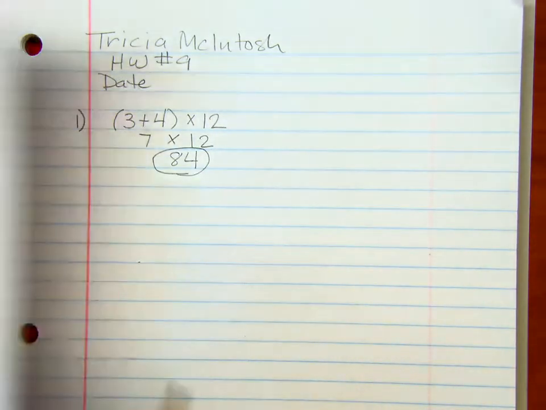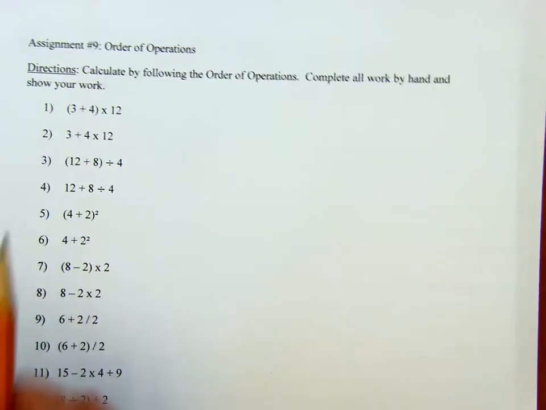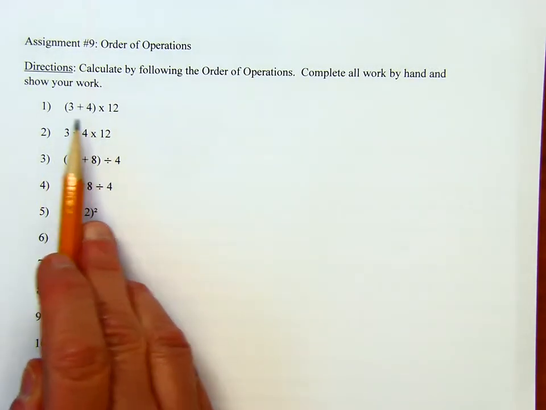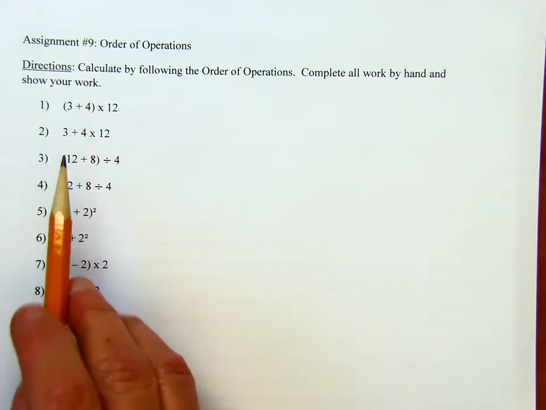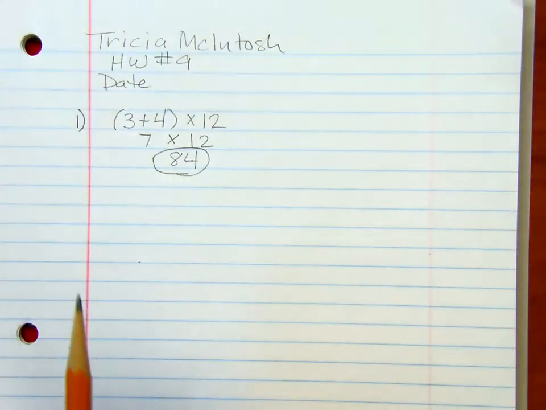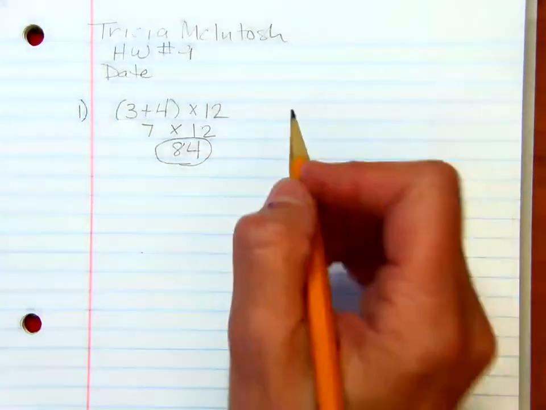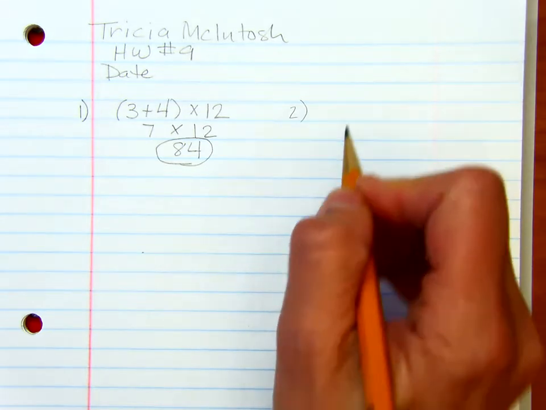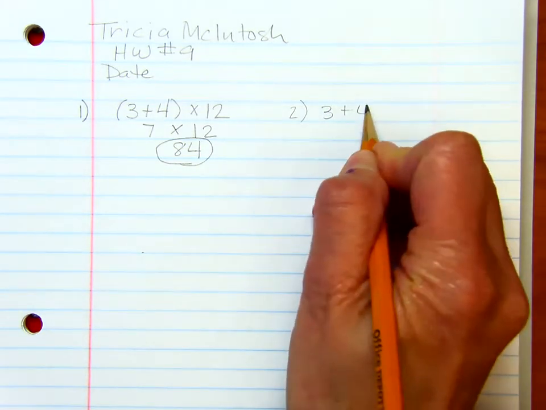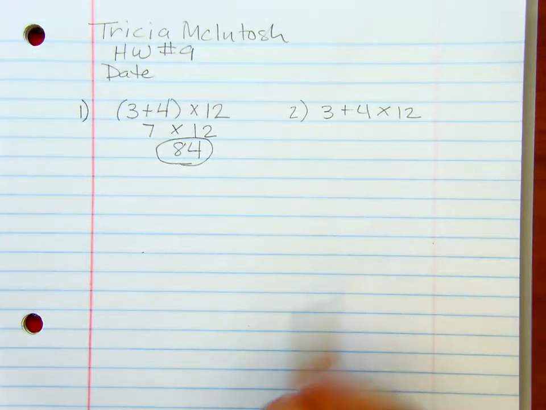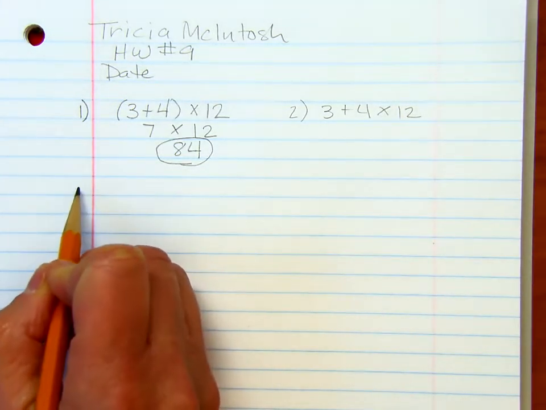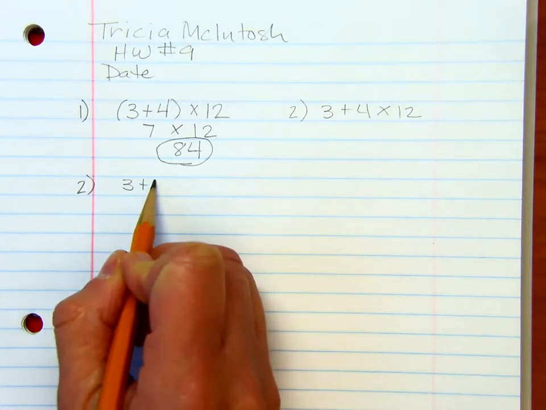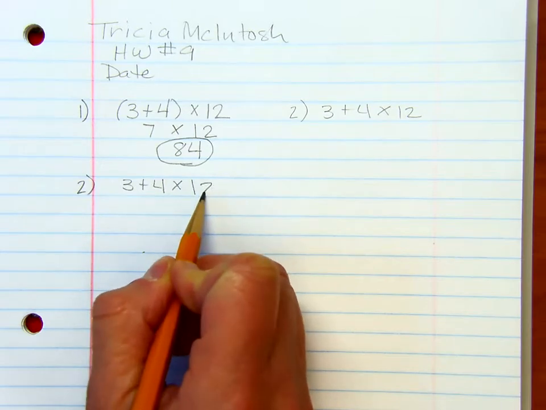Now the second problem, I'll go ahead and write the second one. So now we've got 3 plus 4 times 12. Notice we've got the same numbers, but we don't have the grouping symbols, and that is going to affect how we're going to do the problem. So now I could easily put number 2 here. I could go like this, 3 plus 4 times 12. Or if I wanted, I could maybe skip a line and then go down here. So I'm just showing you how you could write it out.